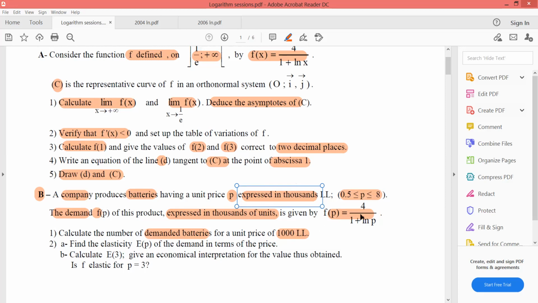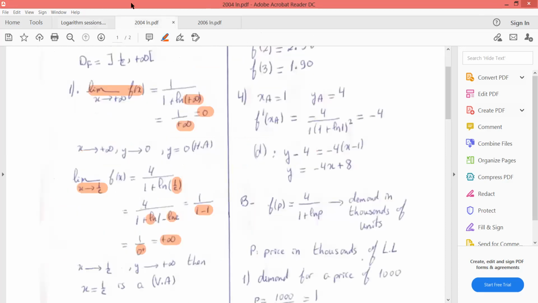I replace P equal 1 in the demand, so I get 4 over 1 plus ln 1. ln 1 is 0, as we saw above, so we get 4. If I say 4 and I stop, it is not correct. Always we have to state the unit. What is the unit for the demand? The demand is expressed in thousands of units. So the demand is 4,000 batteries.